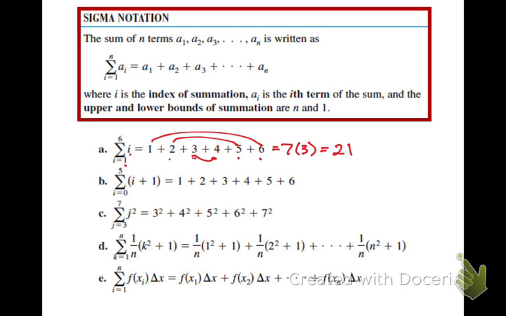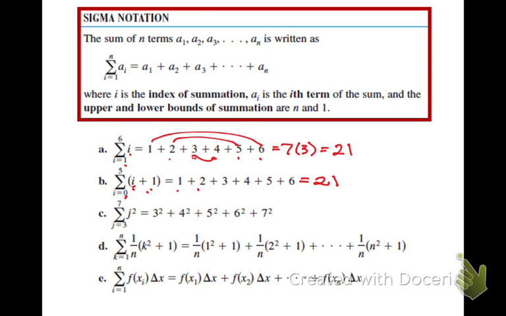Okay, so now we're going to plug in 0, yes? So 0 plus 1 is 1. 1 plus 1 is 2. 2 plus 1 is 3, then 4, 5 and 6. What is my sum going to be? Isn't it going to be the same as the last one? Yes. It's going to be 21.